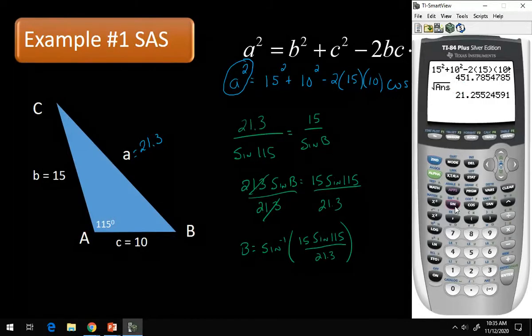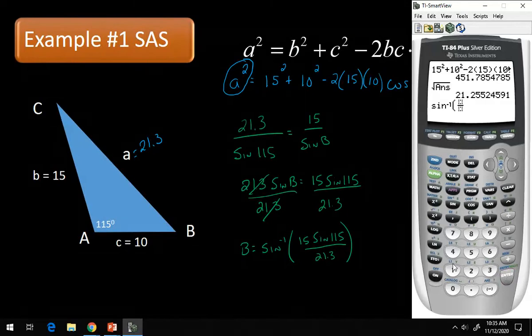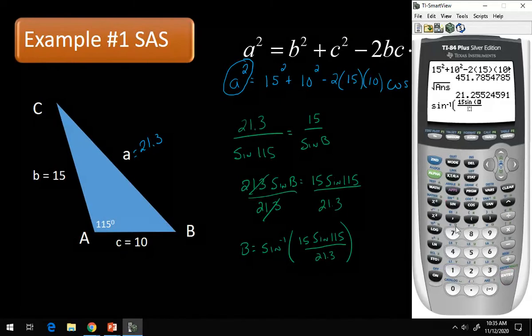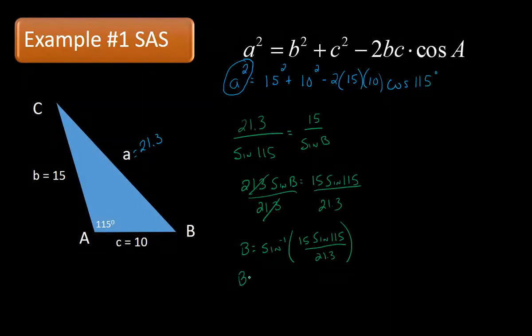So second sine, make my fraction, 15 sine of 115 divided by 21.3. Close off the parentheses, and I'll see my angle B is 39.7. So angle B is 39.7.